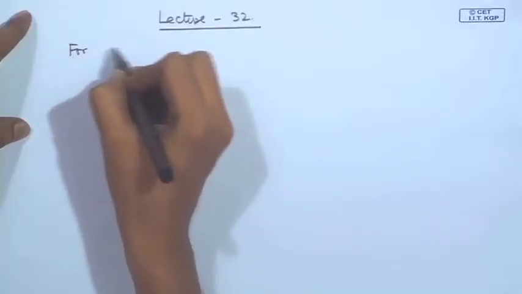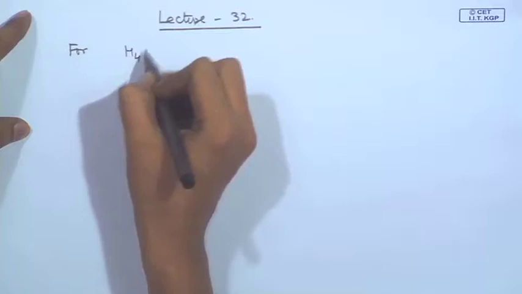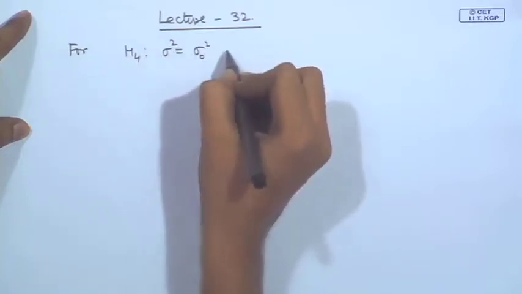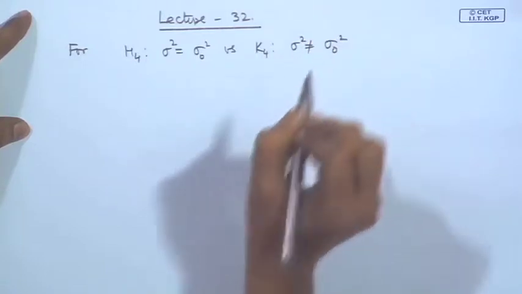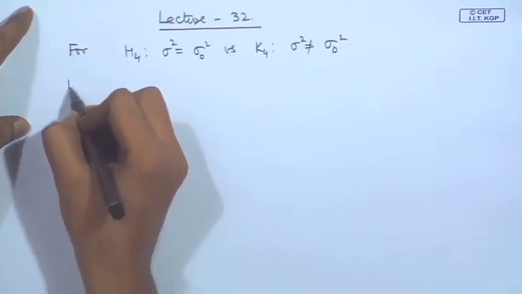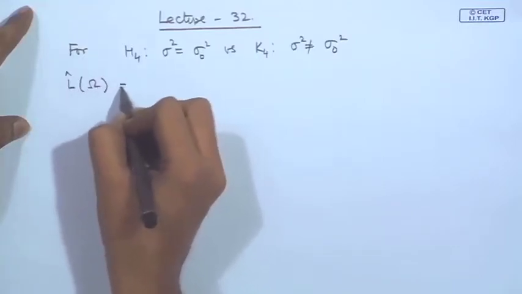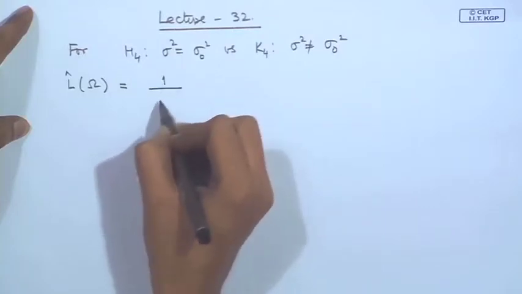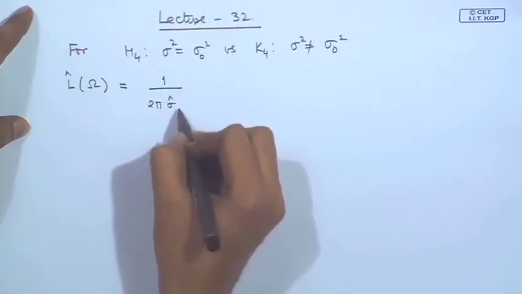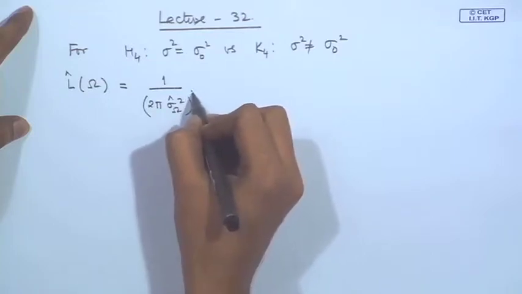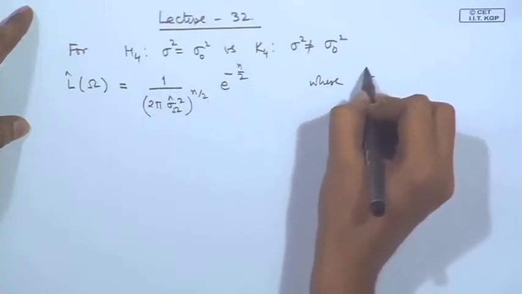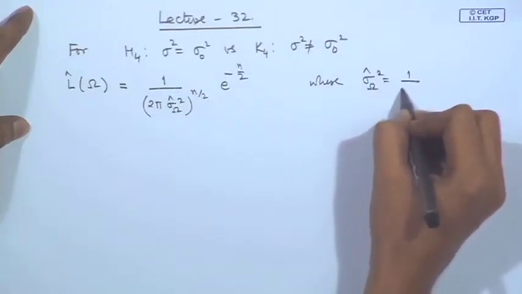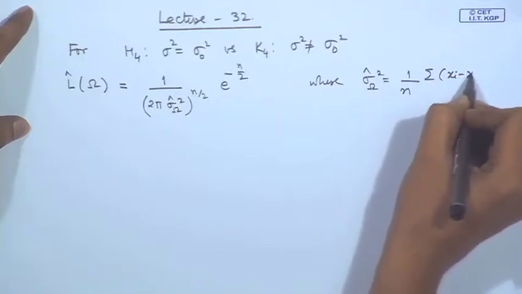Let me also consider H4, that is sigma square is equal to sigma naught square, against K4, sigma square is not equal to sigma naught square. So, I do not have to derive L hat omega, this is derived earlier. That is (1 by 2 pi sigma omega hat square) to the power n by 2 e to the power minus n by 2, where sigma omega hat square is equal to 1 by n sigma (x i minus x bar) square.